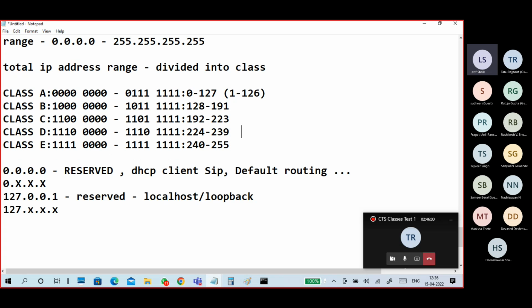Class D is multicast. If you see any IP address starting with 224, 225 or 239, whatever it is, 224 to 239, it is a multicast IP address. Class E is specifically R&D. From childhood they said it is research and development, used only in certain places. Maybe some research facilities and supercomputers, not yet released to the market. So all the IP addresses which we can assign are class A, B and C only.